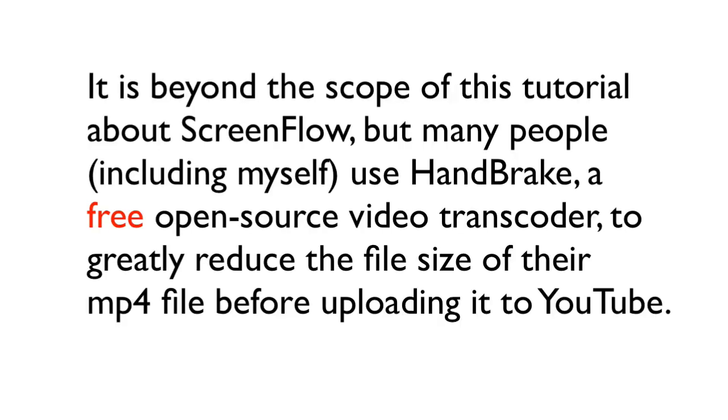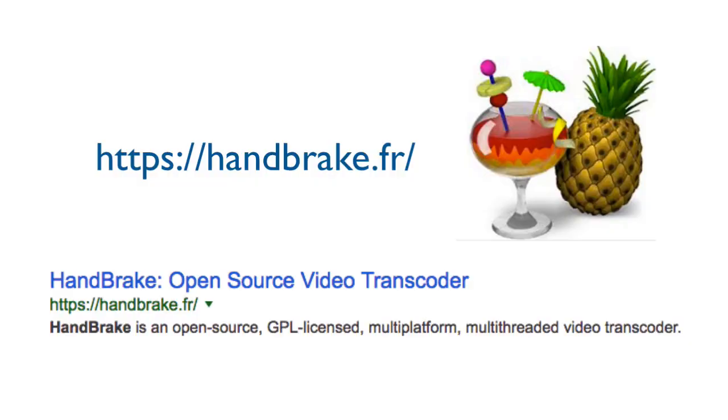Okay, well, it's beyond the scope of this tutorial about ScreenFlow, but many people, including myself, use HandBrake. It's a free open source video transcoder which can be used to greatly reduce the file size of your MP4 file before uploading it to YouTube, which makes it upload and process much, much faster. Now, HandBrake is found right here. Here's the URL for it. That's their little HandBrake icon right there. And you can go there and download it for free.